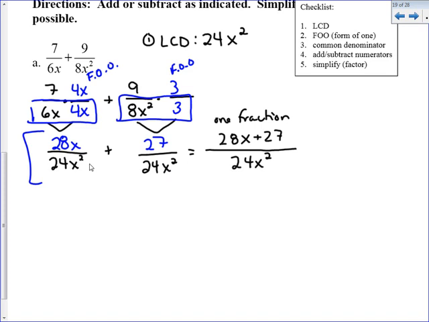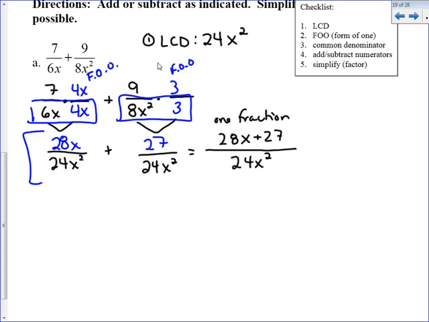So after I've got my common denominator, we're back to Wednesday. I'm going to make one fraction, combining my numerators. Now, can I combine this numerator any further? 28x plus 27. No, they're not like terms. What's the last thing I want to look for in one of these problems? Simplify.